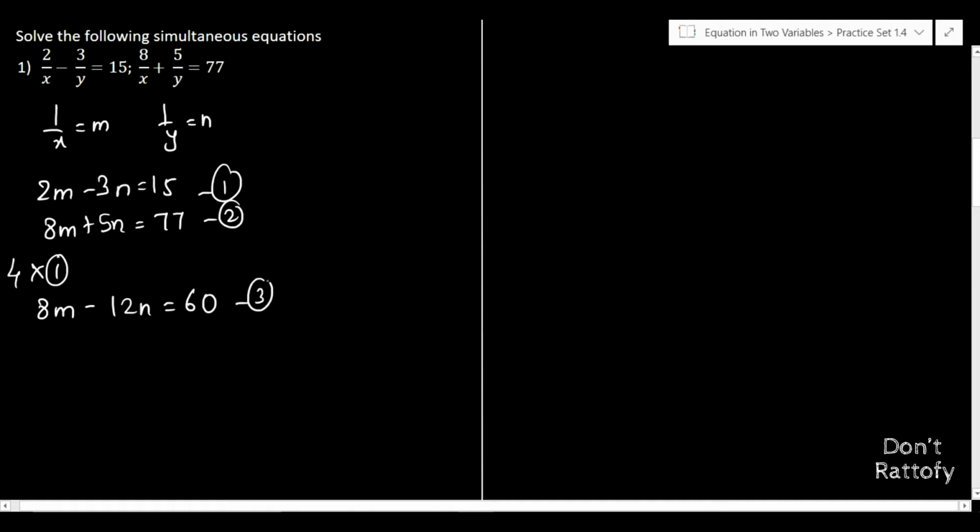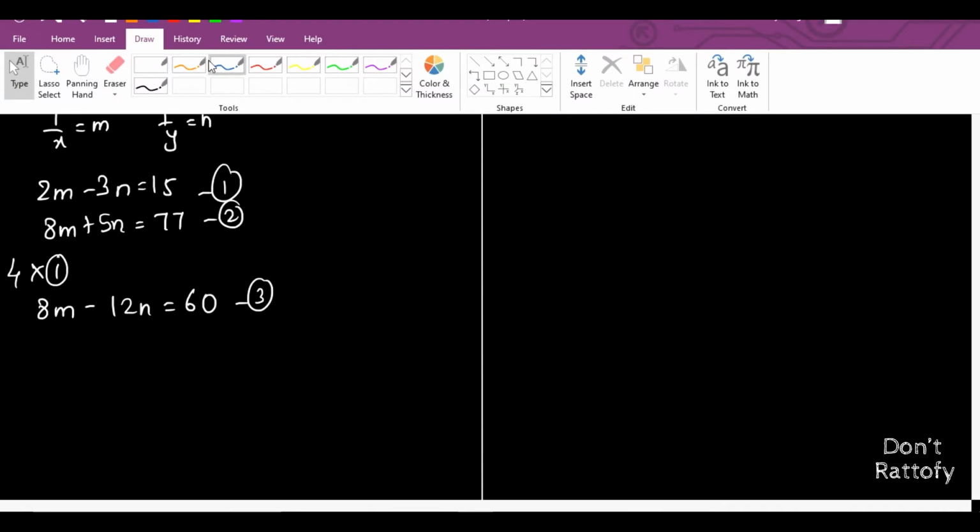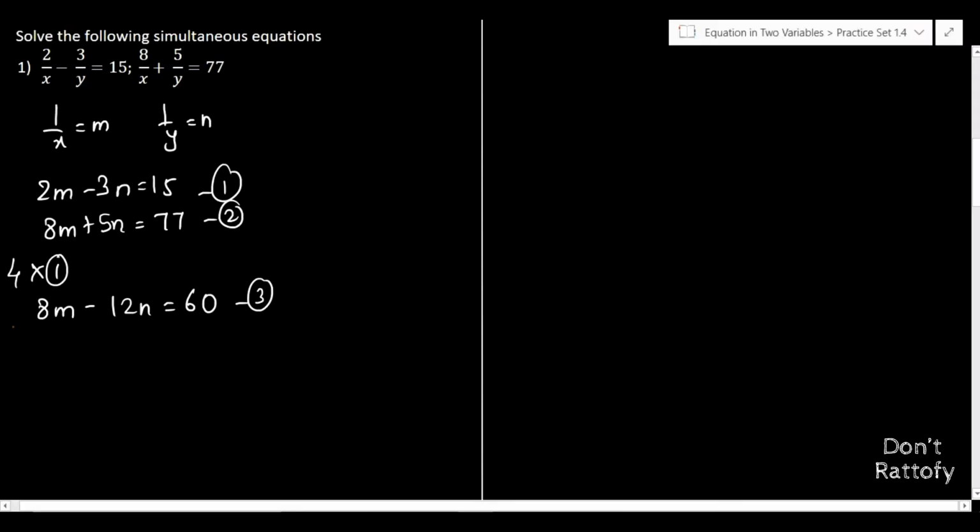This is my, let's say, third equation. Now I have 8m and 8m in two equations. So what I can do is I will do equation 3 minus equation 2. It will be 8m minus 12n is equal to 60, minus 8m plus 5n is equal to 77.